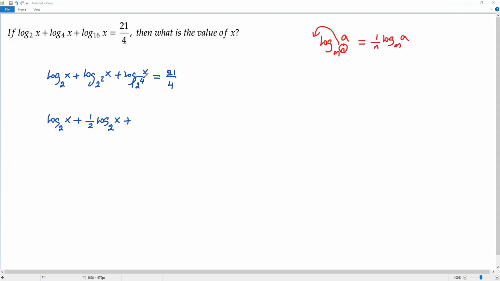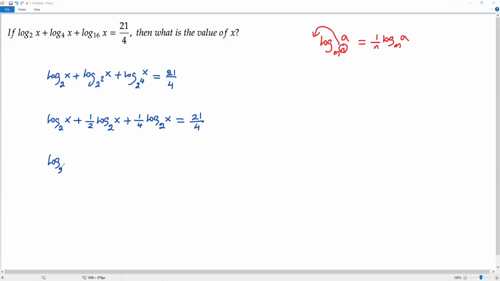The same thing we can do over here. That is, we can move this exponent 4 in front of the logarithm. Then we have to take the reciprocal of this exponent 4. Then we get 1 over 4 times log base 2 of x equals 21 over 4. Now, let's consider the greatest common divisor of all the three terms on the left side of the equation. That is log base 2 of x. That can be factored out.